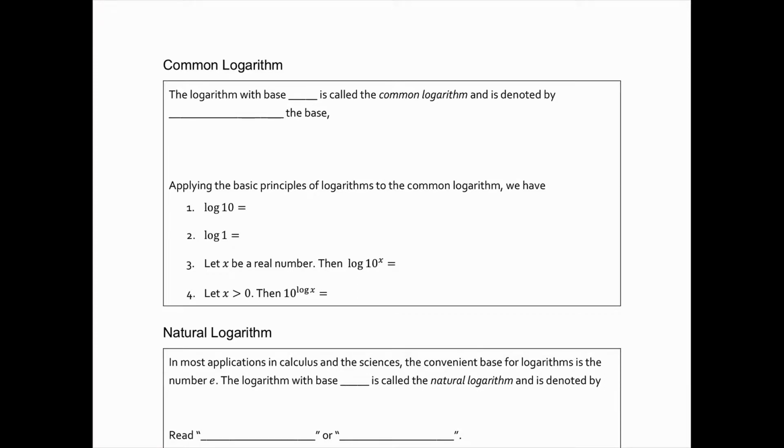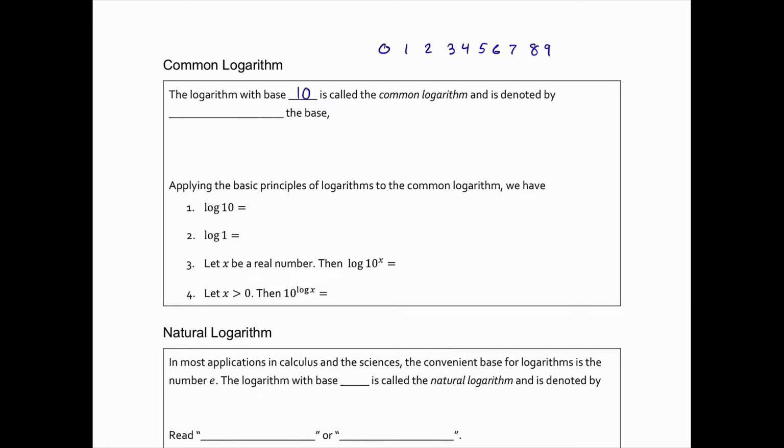The last thing we will look at in this section are two special types of logarithms. The first type of logarithm we'll look at is a common logarithm, and it is one where the base is 10. The reason this is referred to as the common logarithm is because we're in a decimal counting system. 0, 1, 2, 3, 4, 5, 6, 7, 8, 9. We have 10 digits, hence a decimal counting system.